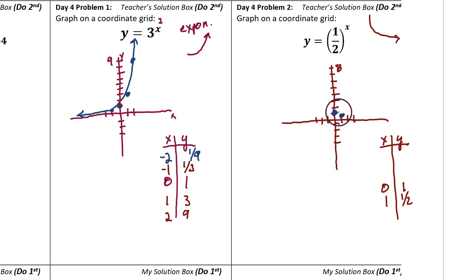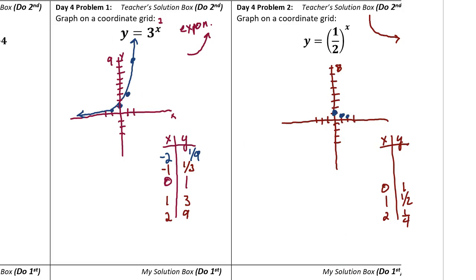1/2 is not all the way to the first mark, only halfway up to the first mark. Let's choose 2 for x. Y equals 1/2 to the second power. That's 1/4. So over 2 and up 1/4. 1/4 is just a little bit above the x-axis.